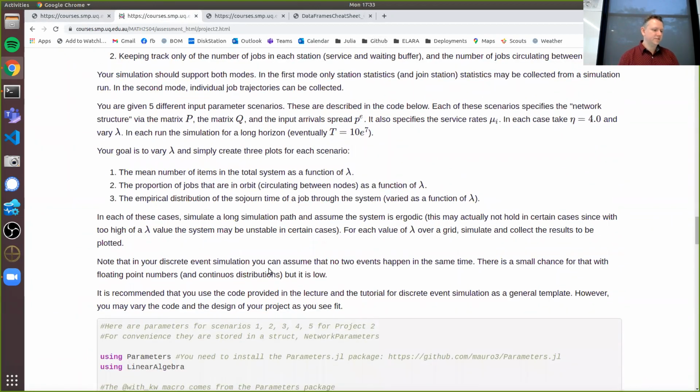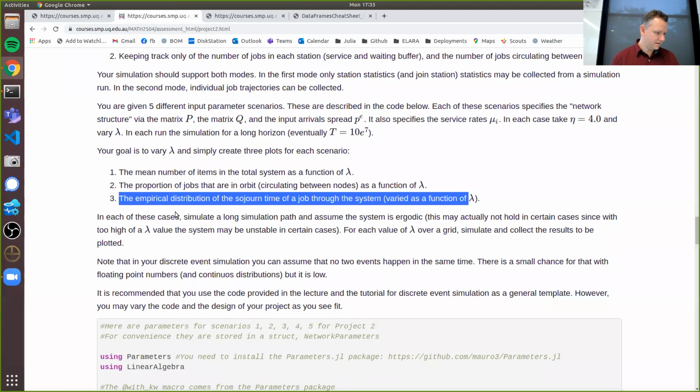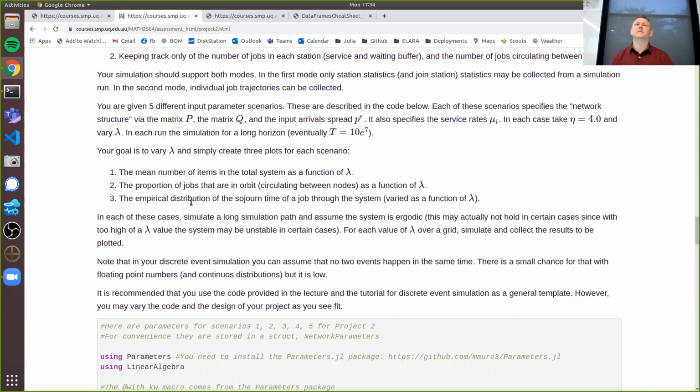Okay, the empirical distribution of the sojourn time of a job through the system varied as a function of lambda. So if you had, what do you mean? It wants an abstract vector. And what have you got your sojourn times as? A vector is an abstract vector, so that's, okay, maybe it was the type parameter of the vector, like it wants a real one or something.